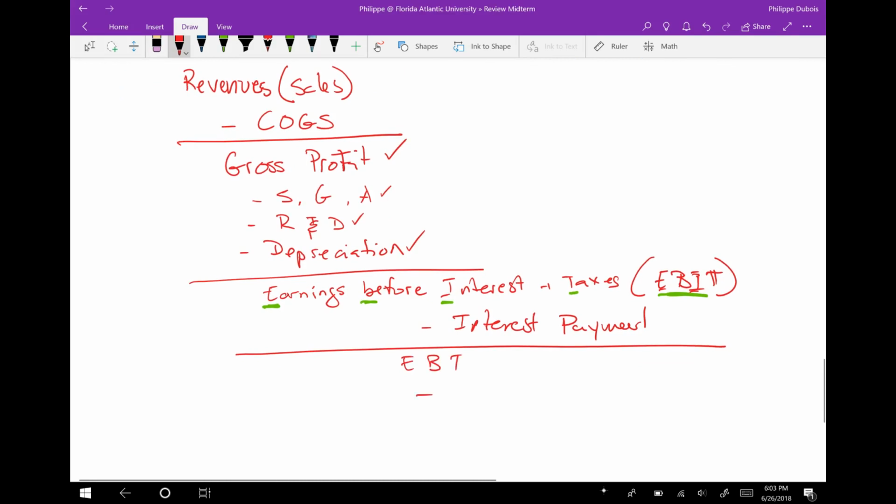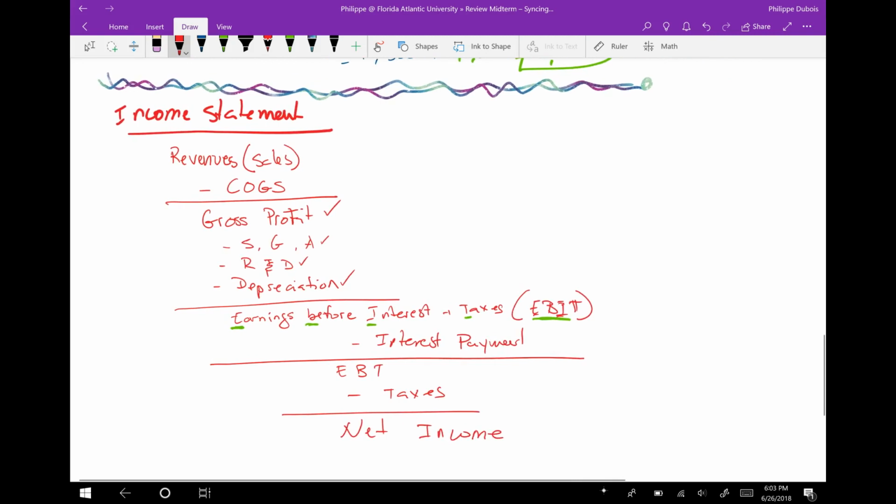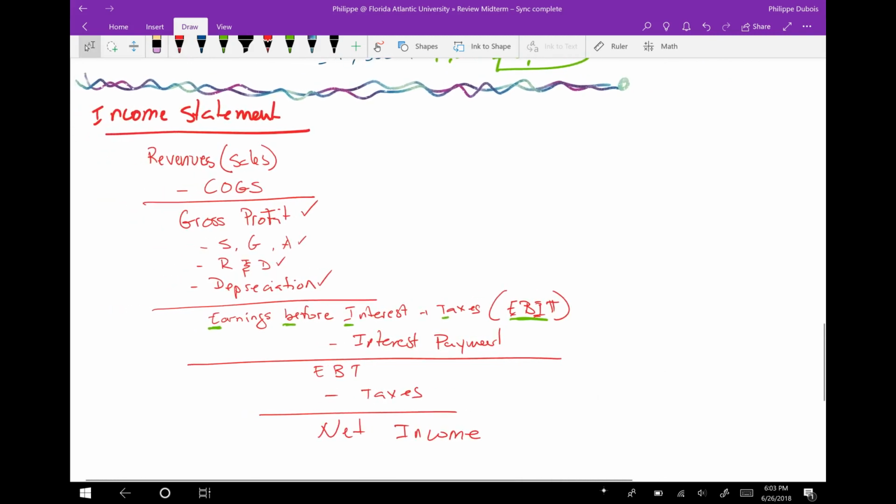Earnings before taxes, you'll back out your taxes, and that will give you your net income. All right. So this is mostly the structure of an income statement. You have your revenues, or total sales. You back out your cost of goods sold. That will give you a gross profit.